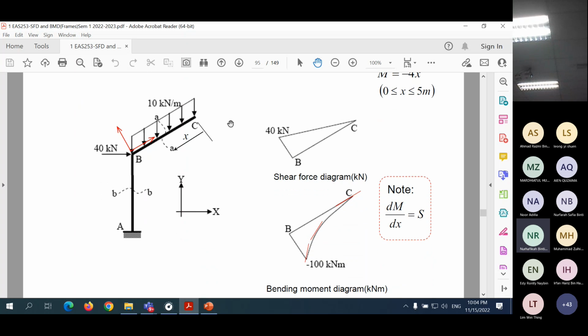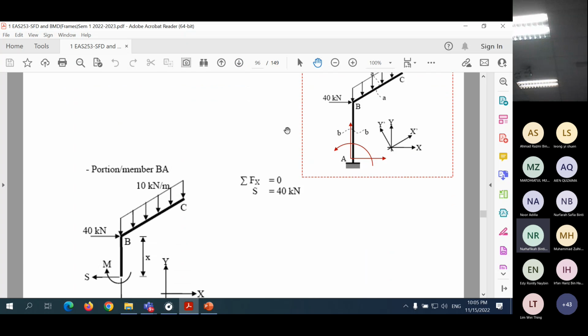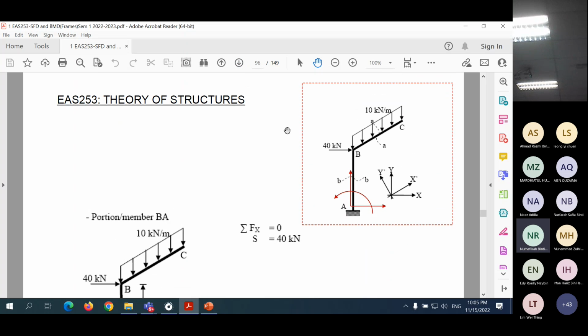Here, try to remember this. This is a very helpful relationship. The slope in the bending moment diagram is equal to the shear at the same point. So we know how it should curve. If you look at the shear force diagram and make use of that relationship, dM/dx is equal to S. So we have settled with this member, class.